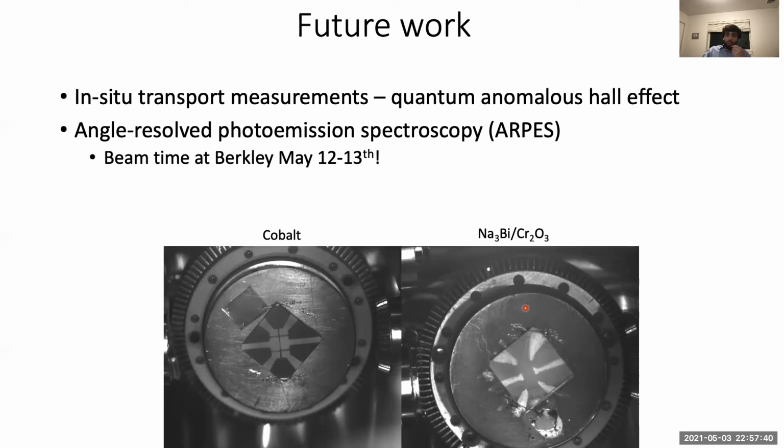So with both of these measurements coming up in the very near future, this is a very exciting time to be involved with research within the group.